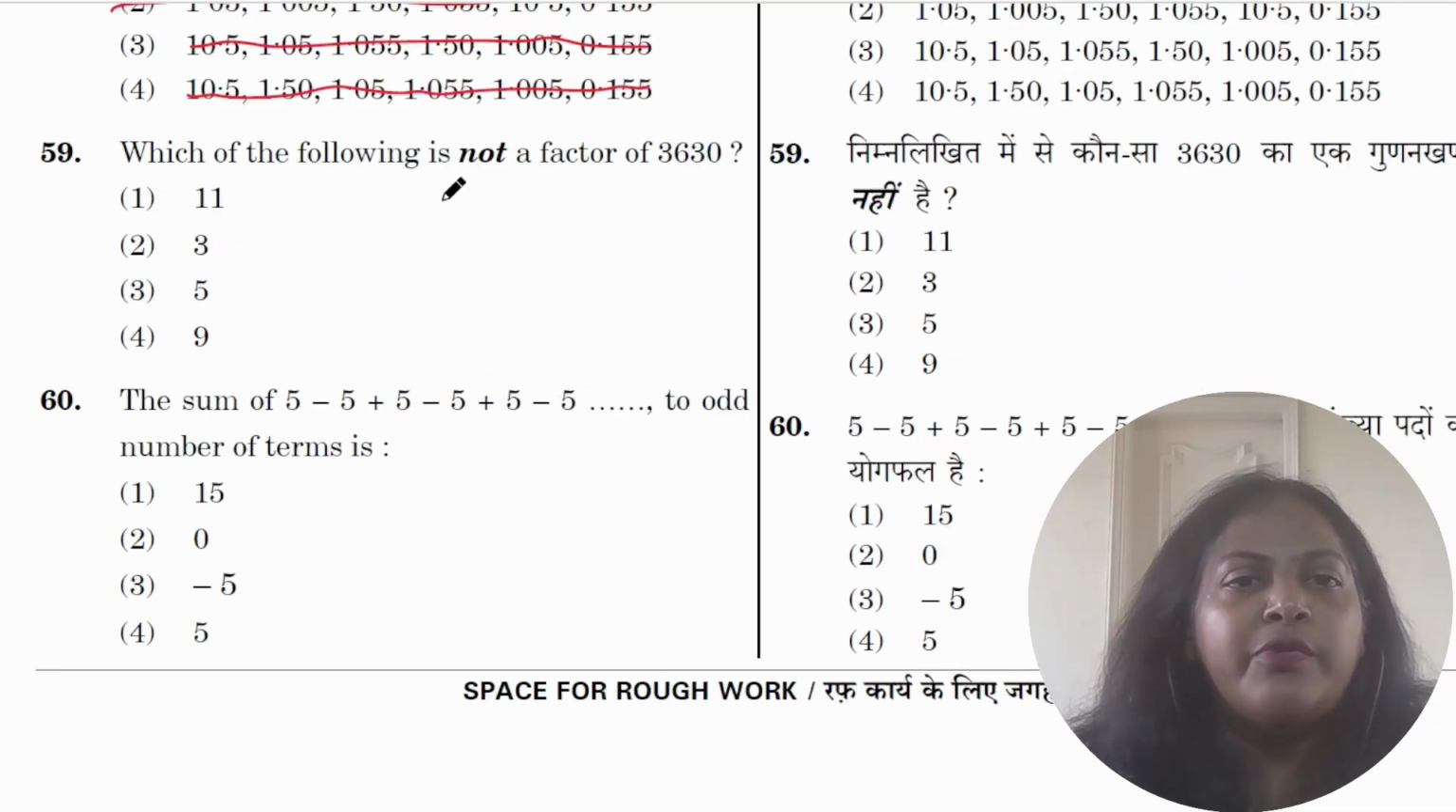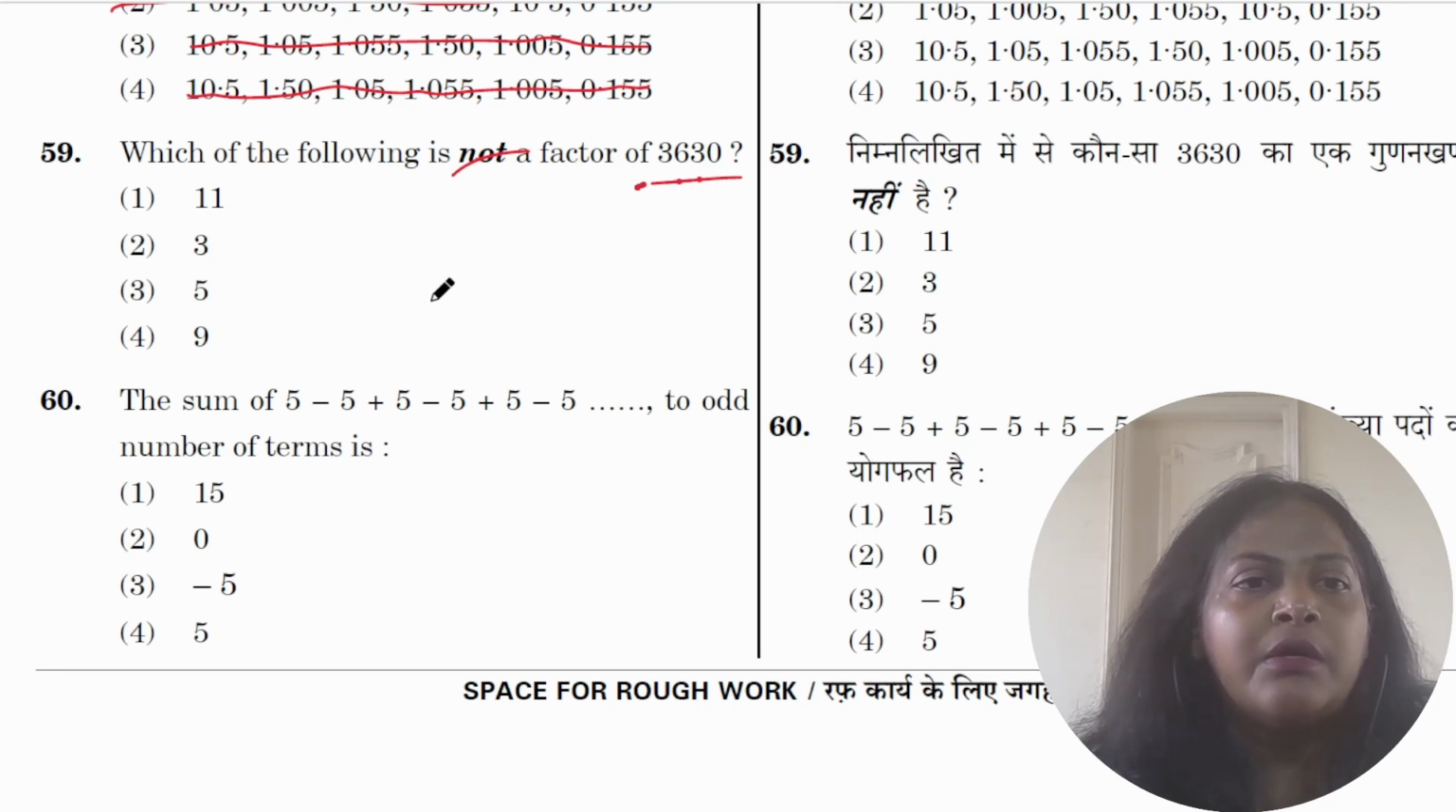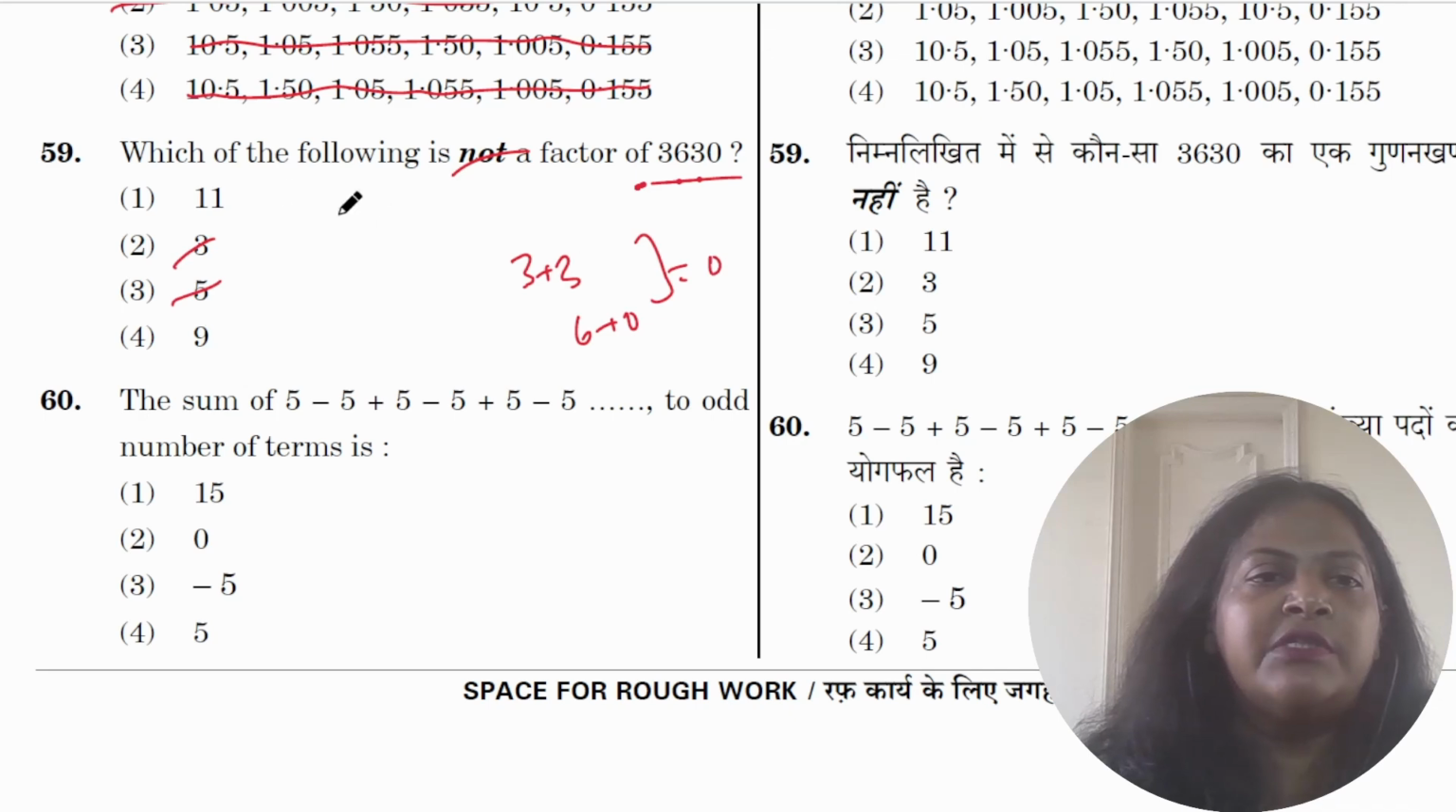Question 59. Which of the following is not a factor of 3630? We have 11, 3, 5 and 9. So 3 is definitely a factor because 3630 will go. 5, it ends with 0. So 3 and 5 are not the answers. It is between 11 and 9. So 3630, if you take the even place numbers, that is 3 plus 3, and the odd place numbers 6 plus 0, and subtract them, they both become 0. So therefore, this number will be divisible by 11, and hence it will not be divisible by 9. You can also check this out if you have time.